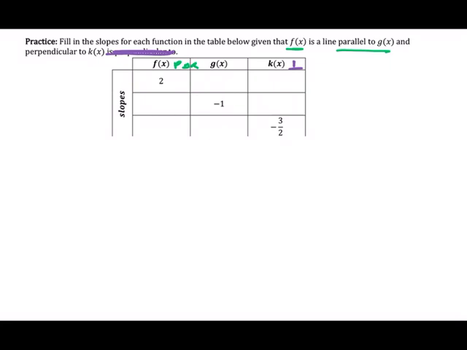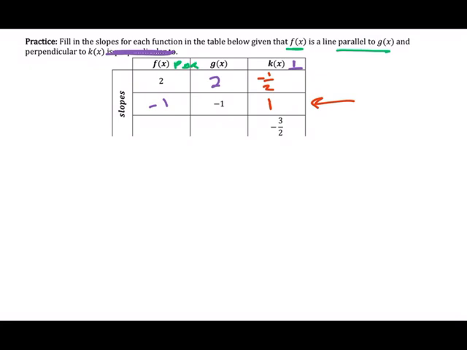So f of x and g of x have the same slope. So anywhere that I have the slope for f of x or g of x, I'm going to make sure that they are the same. So 2 and 2 are the same, or -1 and -1 are the same. Now, perpendicular means opposite in sign, and the reciprocal of 2 is 1/2. Perpendicular for the second one here, opposite in sign would be +1. The reciprocal of 1 is still 1. So my perpendicular slope for k of x in the second situation would be +1.